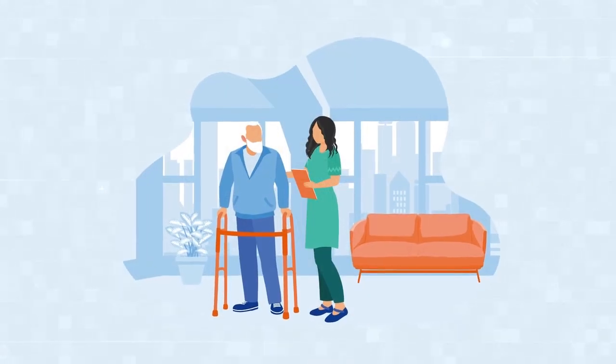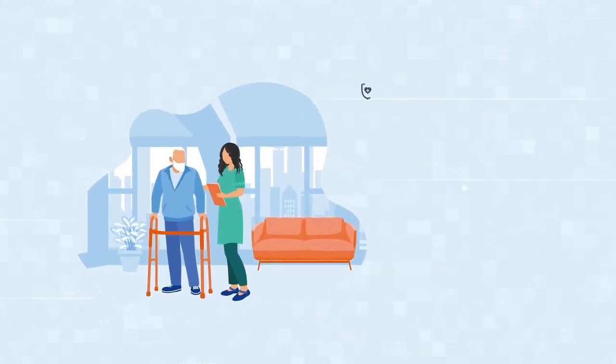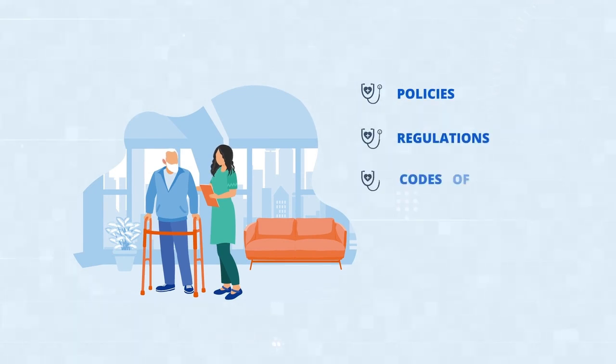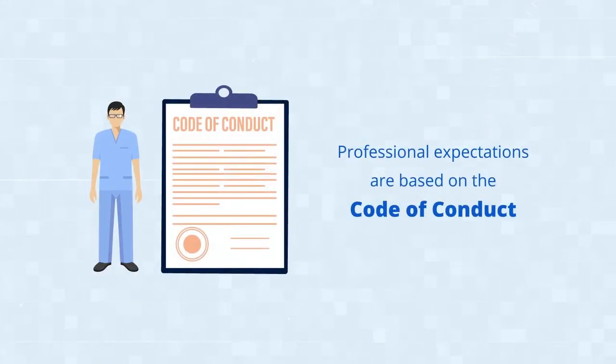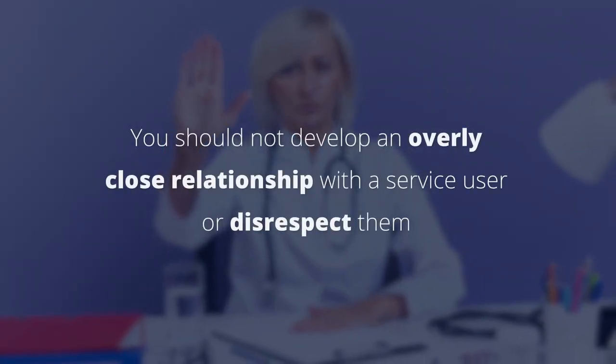As a caregiver, you need to put your professional expectations first at work. There are policies, regulations, and codes of practice that you must follow. Professional expectations are based on the code of conduct. Boundaries can vary. Professional boundaries will tell you where to draw the line. You should not develop an overly close relationship with the service user or disrespect them.